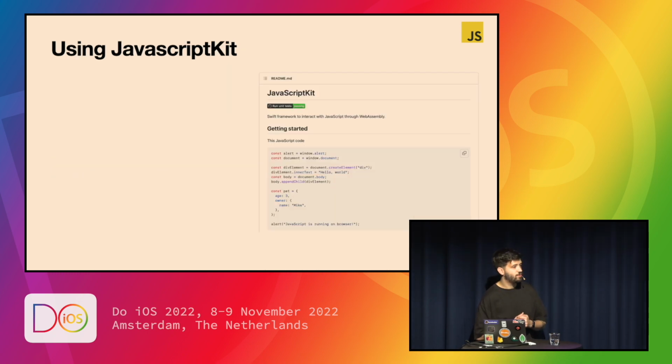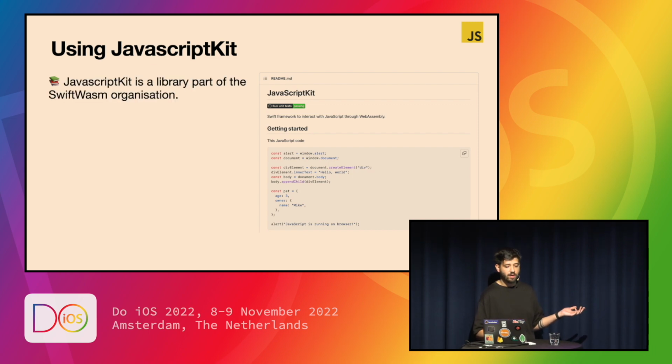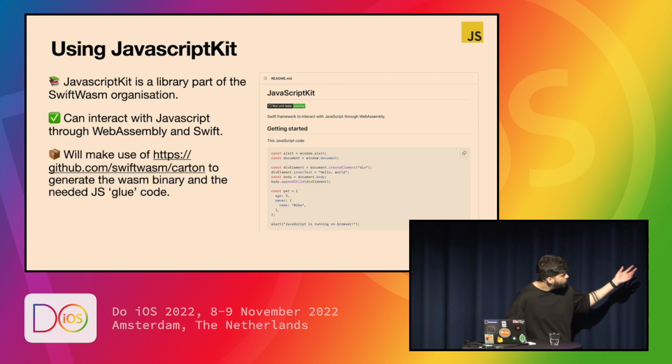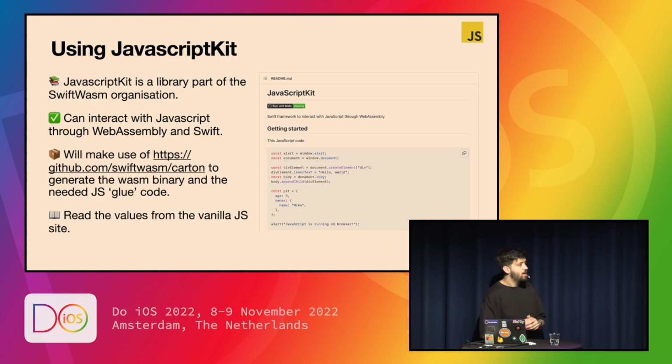I'm going to cheat a bit. I'm going to be using something that's already there: JavaScriptKit. Again, it's part of the SwiftWasm organization, and it allows you to interact with JavaScript through WebAssembly and Swift. I'm also going to make use of the carton executable, which is also provided by SwiftWasm, to compile my executable into a WASM binary and create any JavaScript glue code that I need to import my binary into my application. And the other magic thing you can do with JavaScriptKit is read values from vanilla JavaScript and from Swift. We're going to see that in a second.